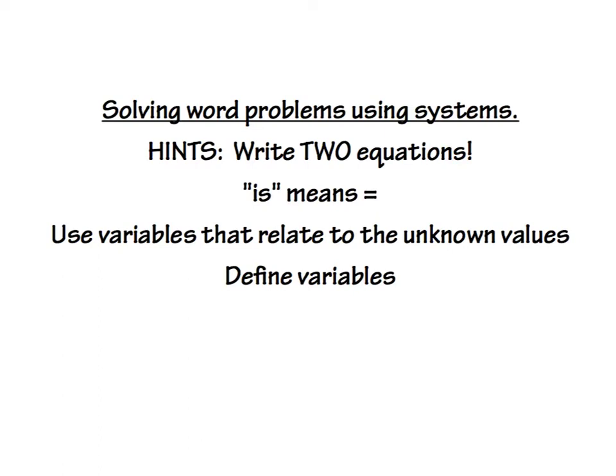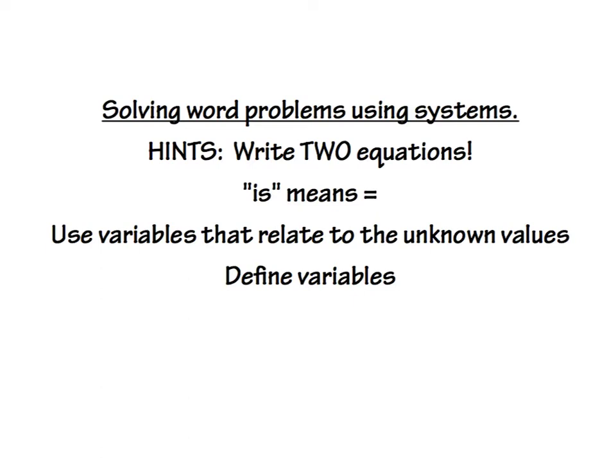One thing that helps me when I'm writing equations is when I see the word is, I need to remember that that usually means equals. So this will help when you're writing your equations. Another piece of advice that I have for you is to pick variables that will describe what you are trying to solve for. So for example, if you're trying to calculate how many dogs and how many cats are in a particular word problem, I would use D to represent the number of dogs and C to represent the number of cats. That will probably make more sense than using variables like X and Y.